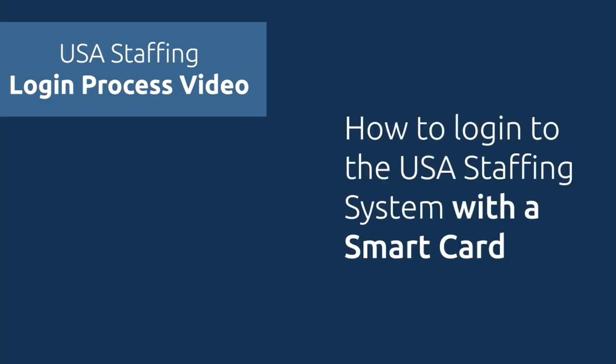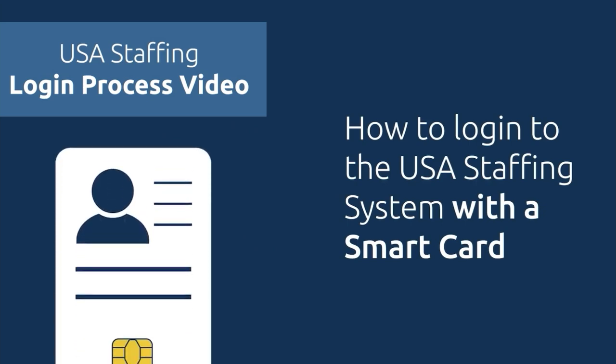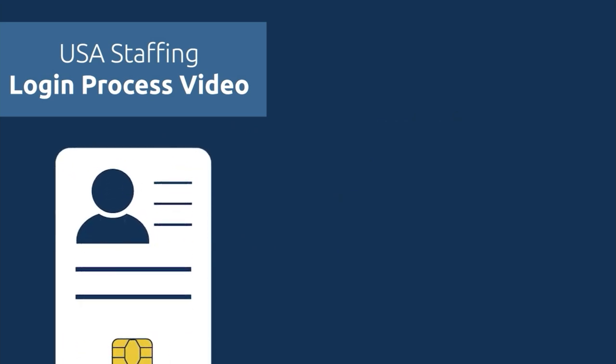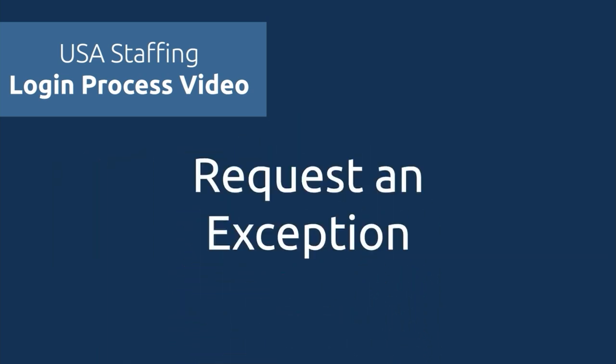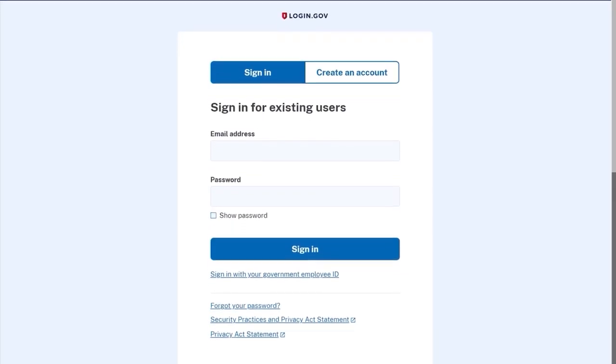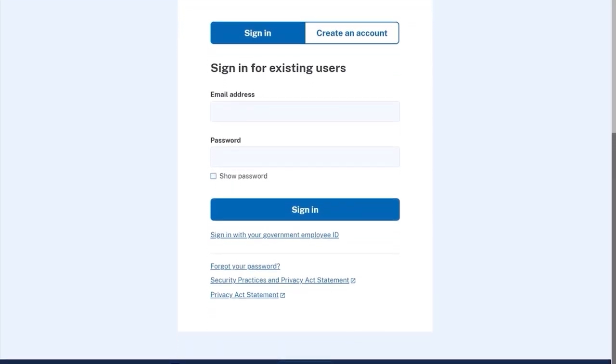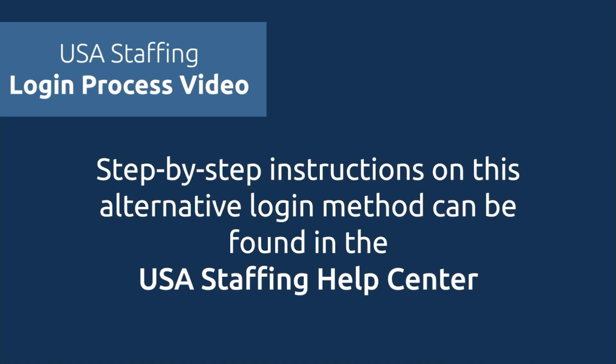In this tutorial, we'll guide new USA Staffing users on how to log into our system for the first time using their smart card. Don't have a smart card? Users without permanent smart cards will need to request an exception. USA Staffing has introduced login.gov as an alternative login method for users with a smart card exception. Step-by-step instructions on this alternative login method can be found in the USA Staffing Help Center.